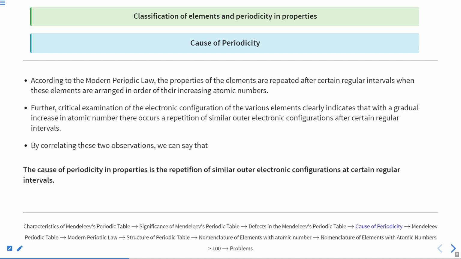So you can see that if you just refer to a group, the electronic configuration, the valence configuration, is the same. I'm not talking about some anomalies that we have, but still it is the same. By combining these two observations, we can say that the cause of periodicity is not atomic weight, but the outer electronic configuration. So if there is a similar outer electronic configuration, there is a repetition of the properties.